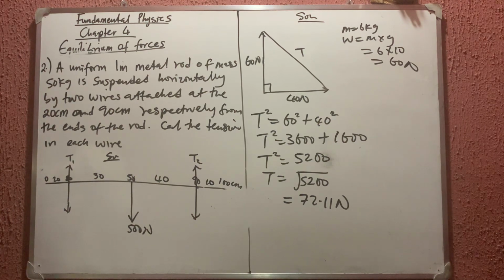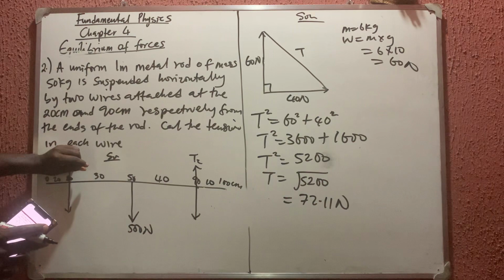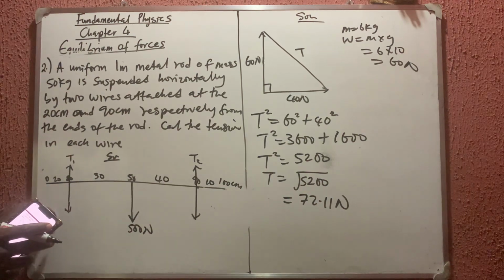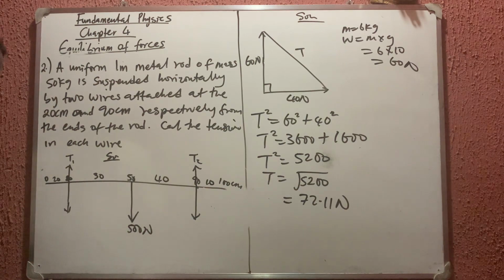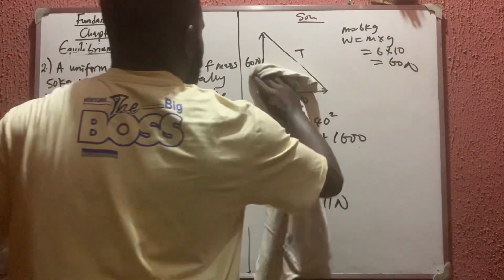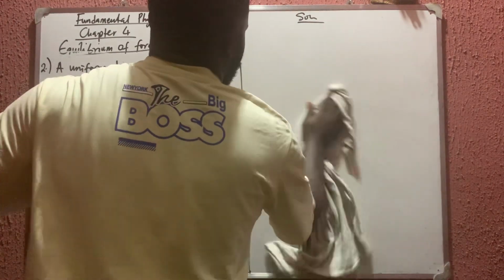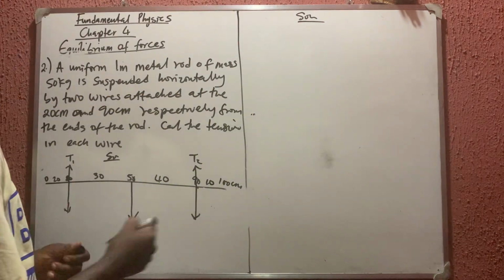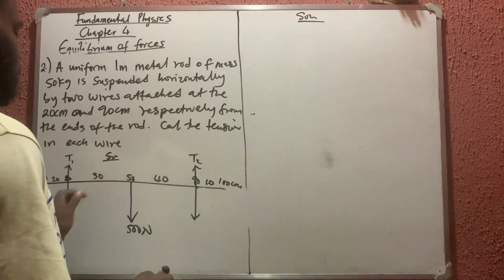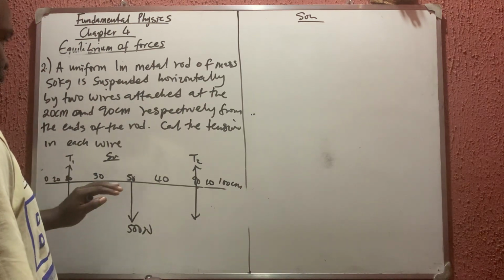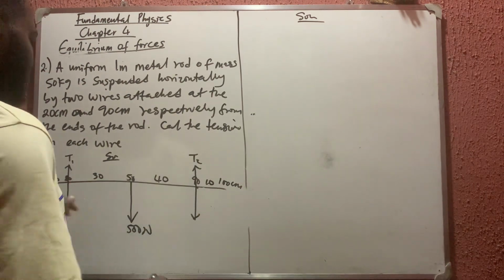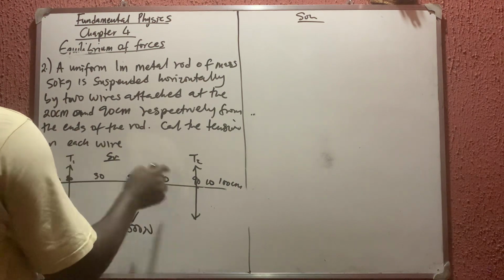Let's assume that the first one, taking the moment of this one, let's assume that this one is not here, so that the weight of everything acts on this particular one. So that is how you do it. That is if you want to get your T2. But if you want to get your T1, you assume that this one is not here, so that all the weight will act here. Now let everybody act here.